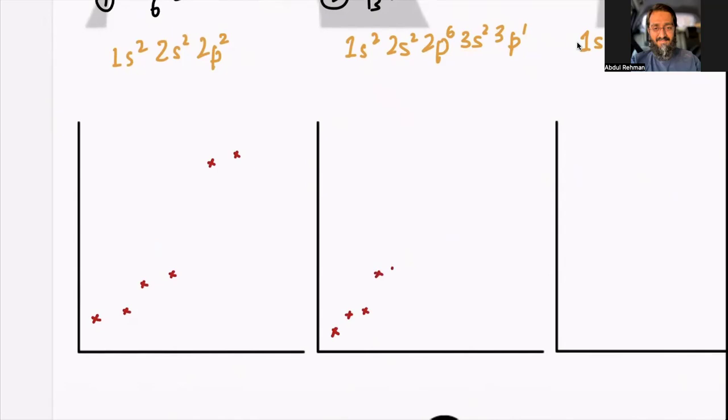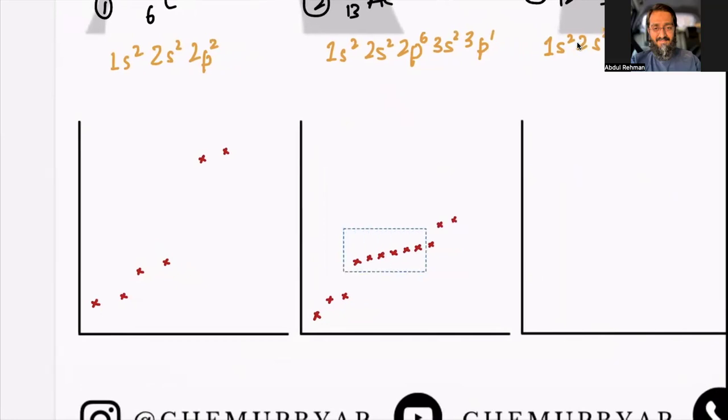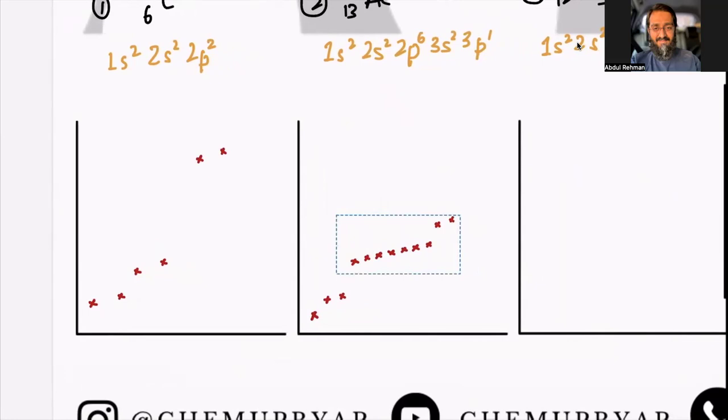And the 6 electrons are removed with a gradual increase: 4, 5, 6. And then a little bigger increase, because the subshell is changing. But over here, the shell is changing. And then again, a huge increase to show the change in the shell.